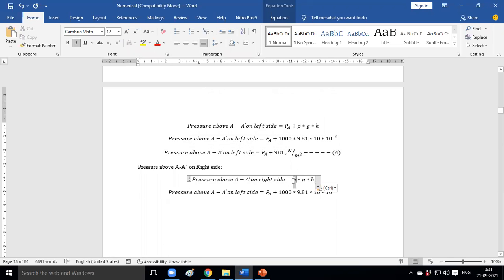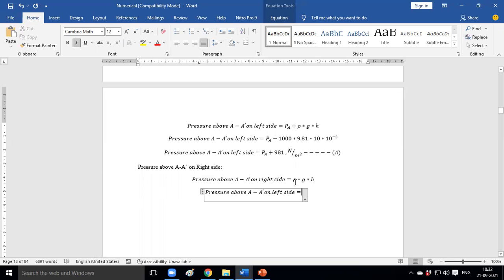What is rho? Density of mercury, correct. g, acceleration due to gravity, correct. And h is? Height from the surface of the liquid. Don't say the liquid. Height from the center of the datum line. Datum line of which fluid? Mercury, correct. So we need to put the corresponding values.